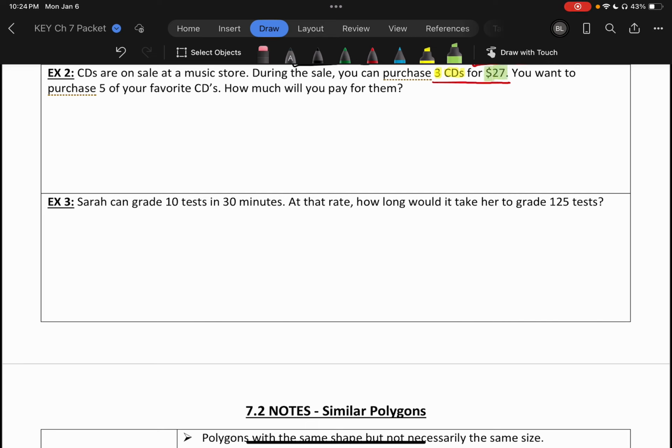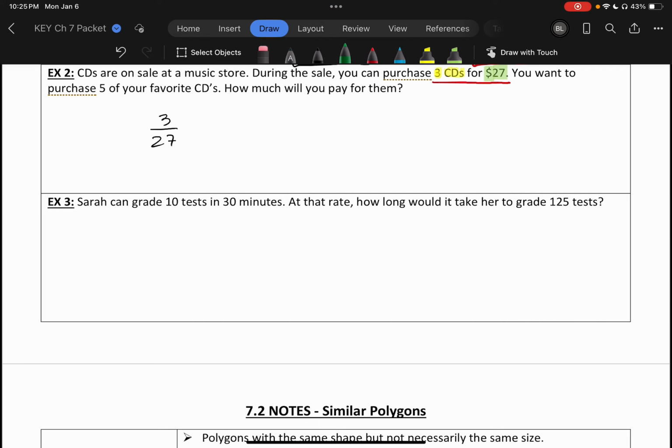The 27 represents the cost in dollars, right? So we can write this as a ratio. We can write this as 3 over 27. And so for these word problems, what I suggest, this takes you literally less than 5 seconds, is to go ahead and write out what it is that you're setting up here.